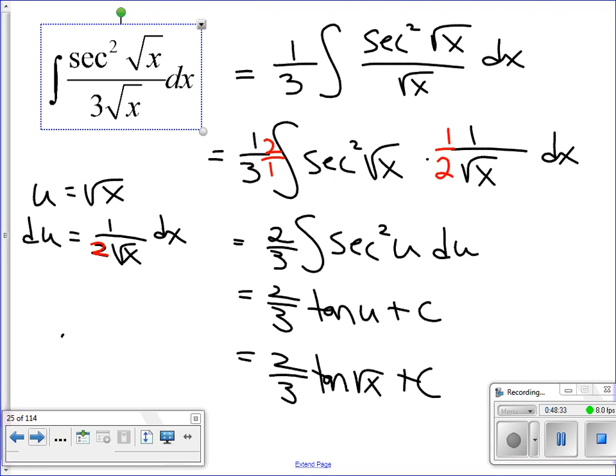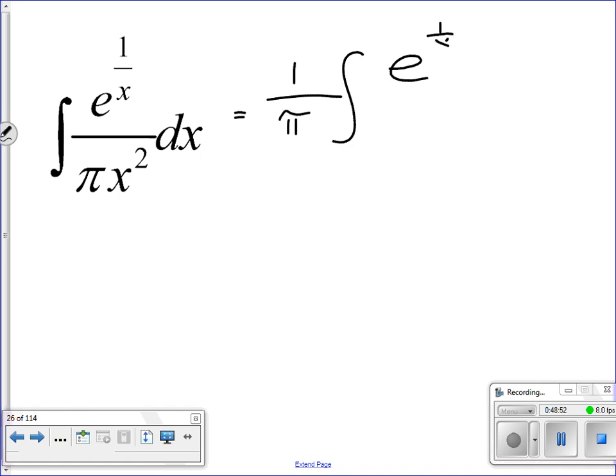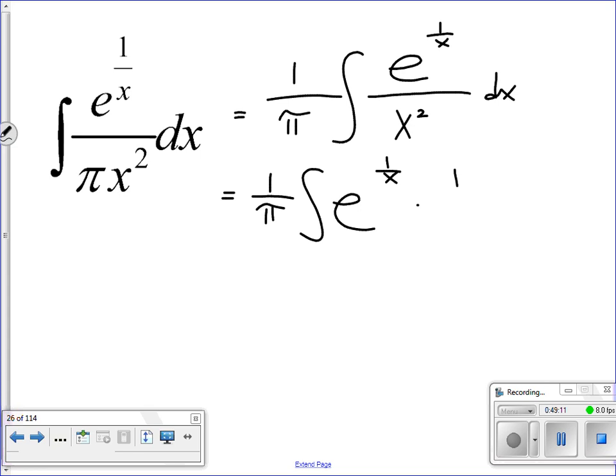And I have one more of those. I wanted you to see examples for all 3 of them, the ln of x, rad x, and 1 over x. So our last example, we've got this one here. I'm going to pull that 1 over pi out front, pull out that constant multiplier. So we have e to the 1 over x over x squared. So we'd like this to be an e to the u du. Because it's a 1 over x for the u, that's the other one, it might help you to write it as a product. So e to the 1 over x times 1 over x squared.